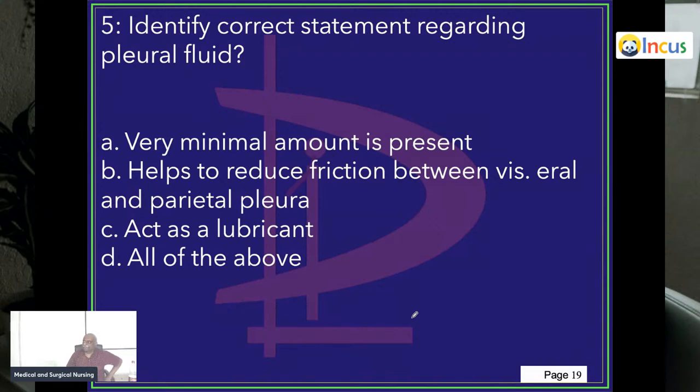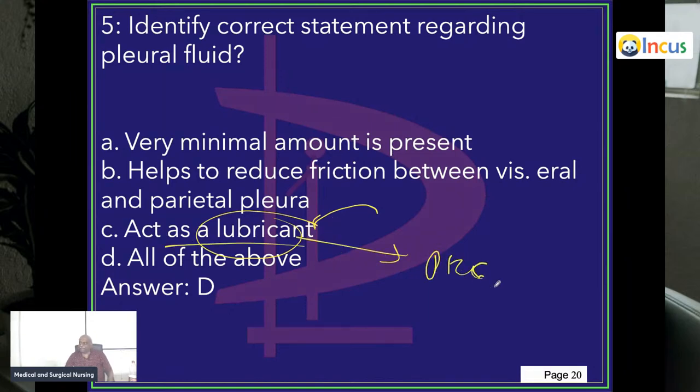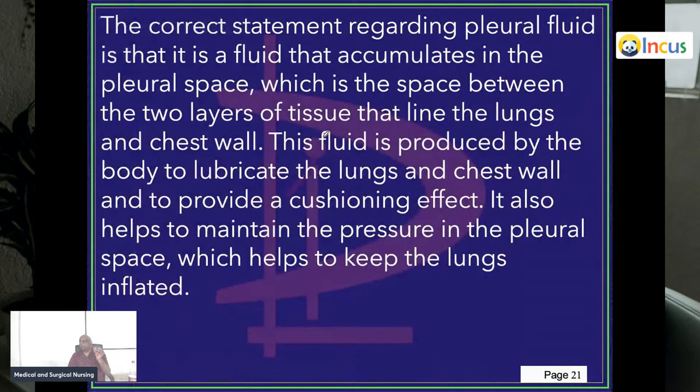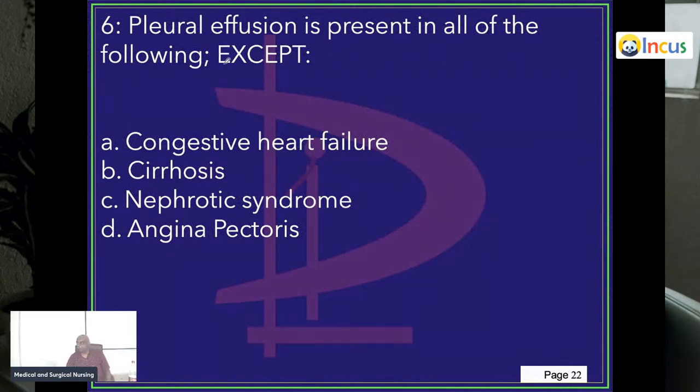Okay? Now, sister, with regard to the pleural fluid, what is pleural fluid? Pleural fluid acts like a lubricant. Like you apply lubricant in a car or in tires, pleural fluid does the work of a lubricant. Pleural fluid reduces the friction between the visceral and parietal pleura whenever the lung is expanding. Normally only a very minimal amount of pleural fluid is present. So in which conditions does pleural effusion occur, sister? Congestive heart failure, cirrhosis, nephrotic syndrome can all lead to pleural effusion.